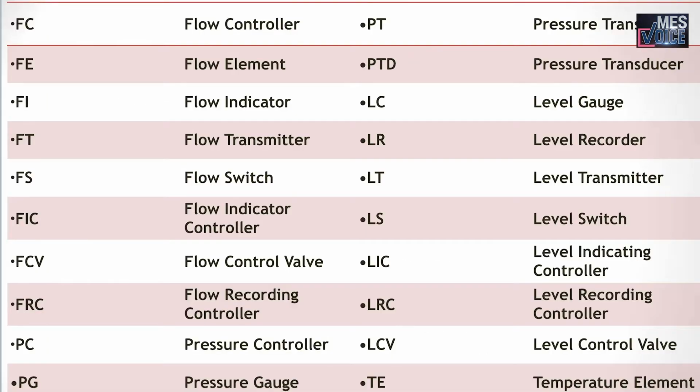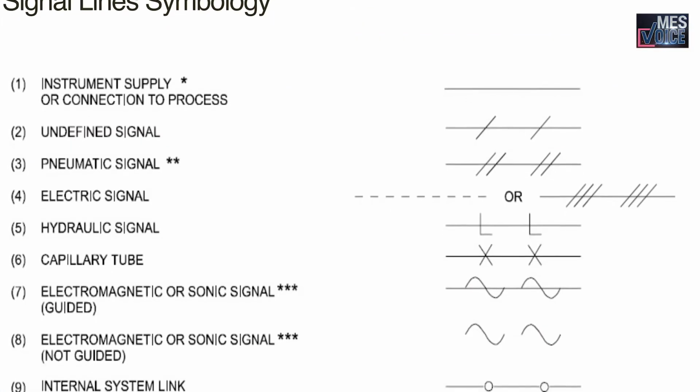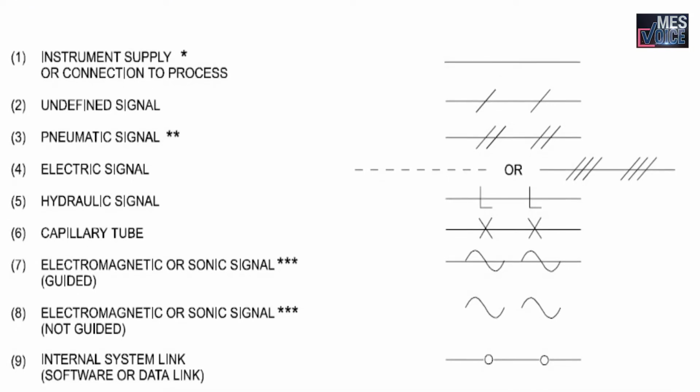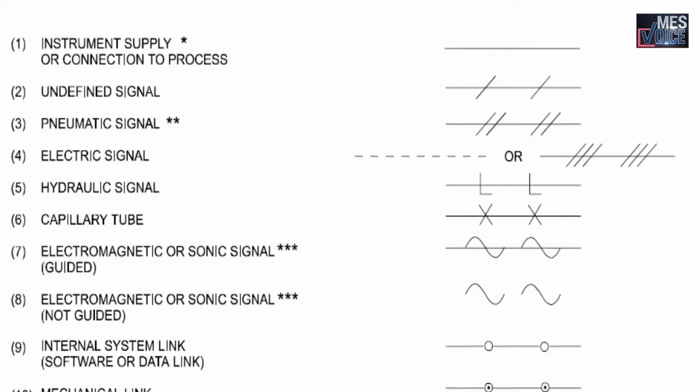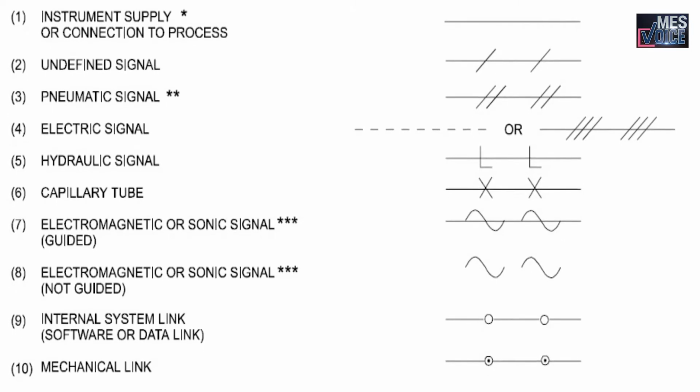Here are more of the commonly used abbreviations in PNIDs. Similar to symbols representing different types of devices and instruments in a PNID, there are symbols that are listed in this slide for representing various connections and signal types in a process plant.